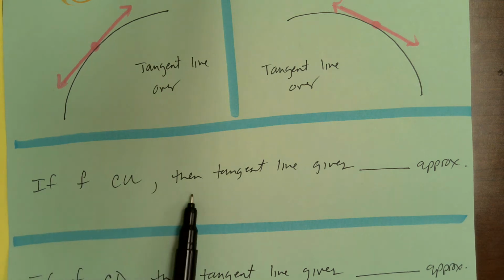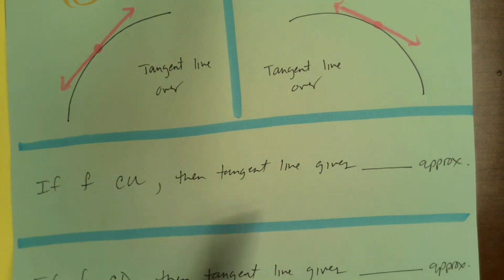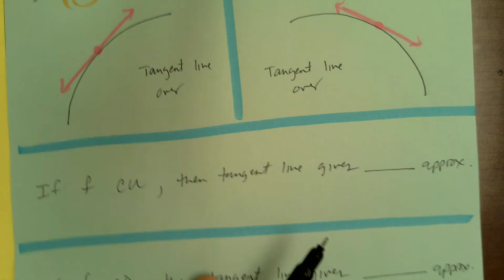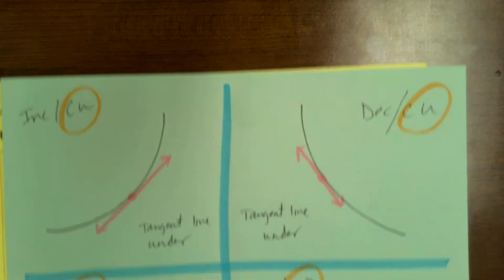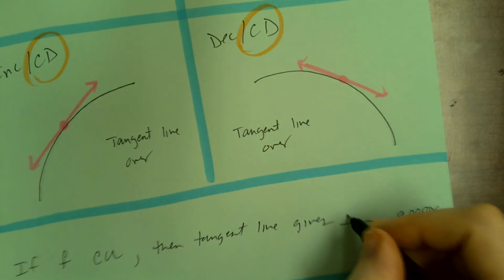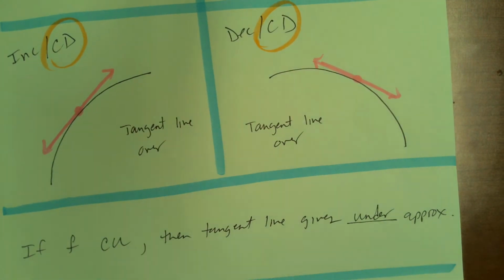So if f is concave up, then the tangent line gives an under approximation.